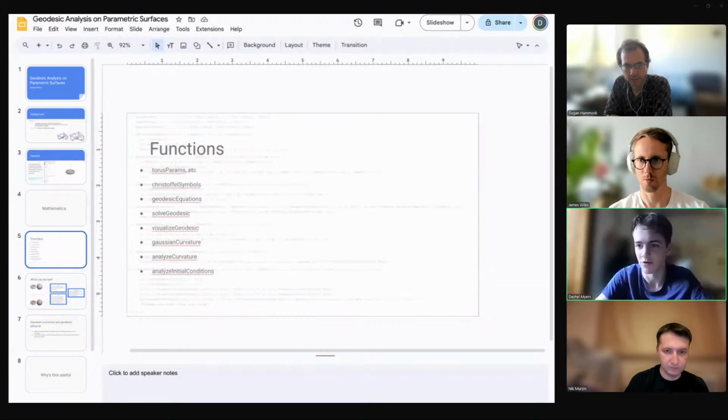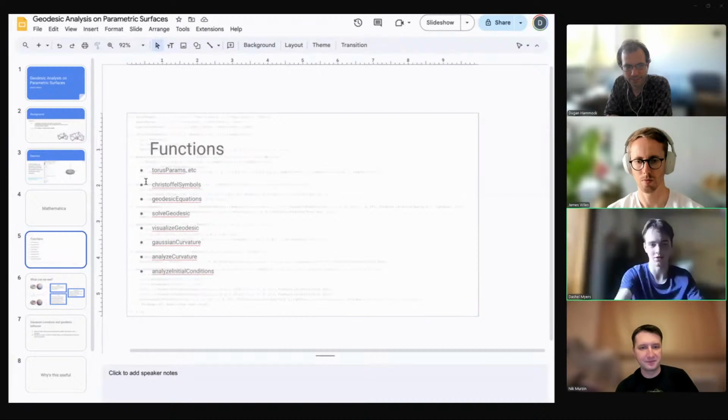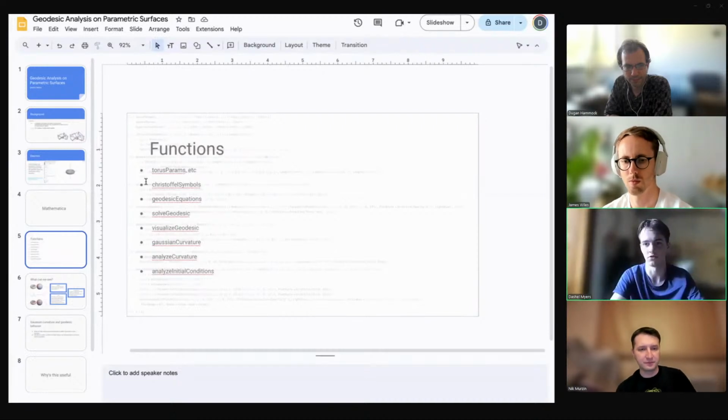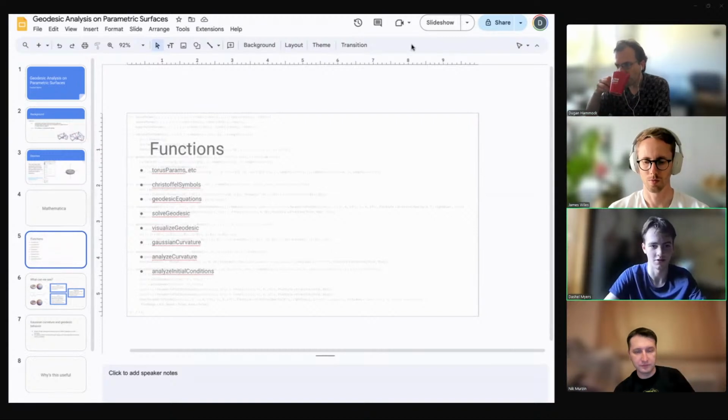I guess I actually can pull up my code side by side. It's kind of a mess. All right, so here are the functions. I'll walk through what each one of these functions does, and then I can show you guys the actual notebook right after this.